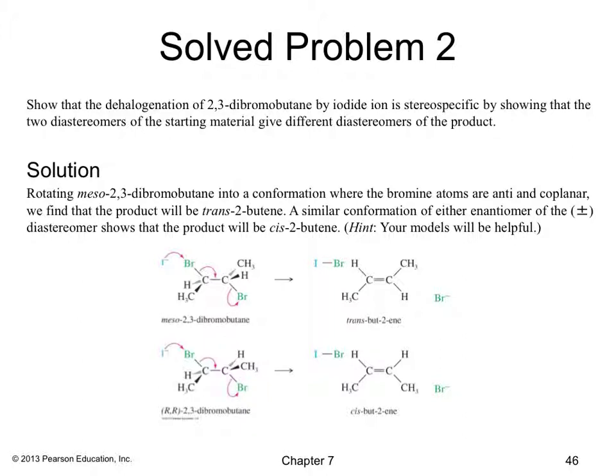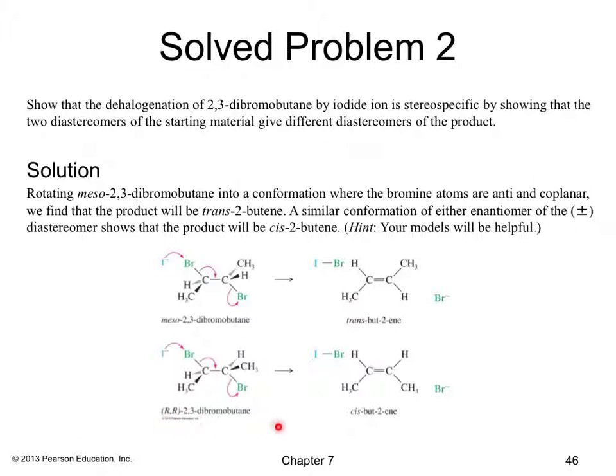So let's do another problem. Show that the dehalogenation of 2,3-dibromobutane by iodine is stereospecific by showing that the two diastereomers of the starting material give different diastereomers of the product. So shown here, there are two. One is the meso-2,3-dibromobutane as well as the RR-2,3-dibromobutane. So in this case, the iodine, remember you want everything to be anticoplanar, will come pluck off the bromine, form the double bond, kick off the bromine so that you generate the trans-butene.